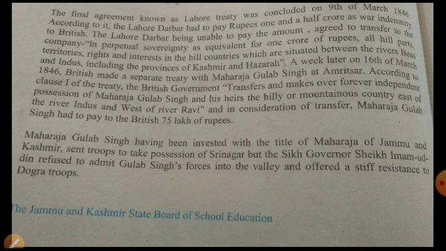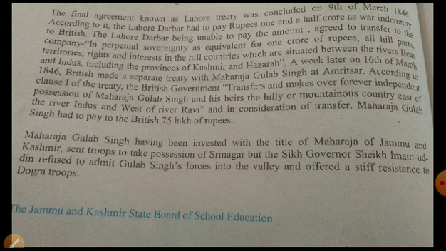And in return, Maharaja Gulab Singh had to pay rupees 75 lakhs to the Britishers. So that was the condition. That was the basic clause of this Treaty of Amritsar, by which Maharaja Gulab Singh had to accept some territories, and in return he had to pay 75 lakh rupees to the Britishers.